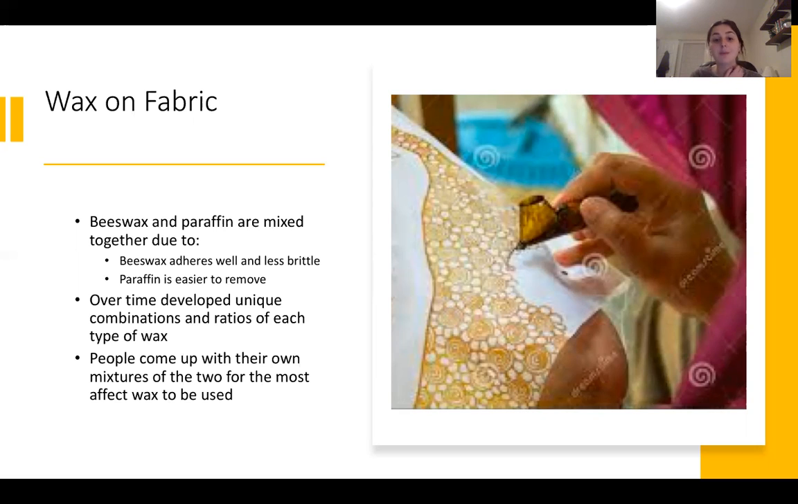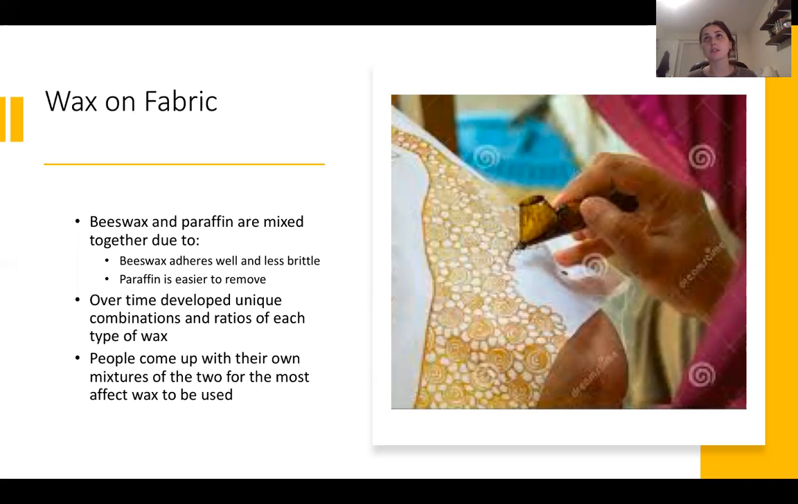And so over time, people have developed unique combinations and ratios for the different types of waxes. I used a 50-50 mix. It didn't work super awesome. It wasn't the best mix. If I could redo it, I'd probably use a little bit more beeswax.